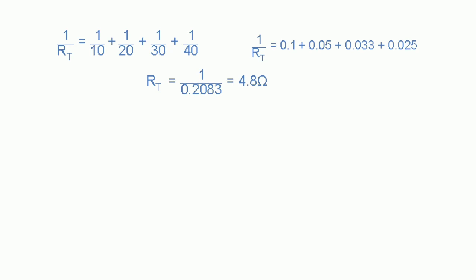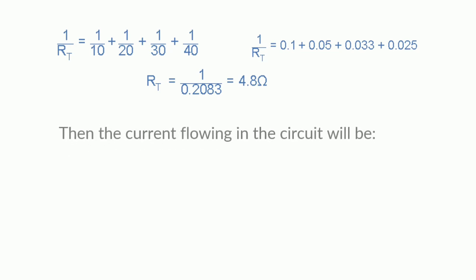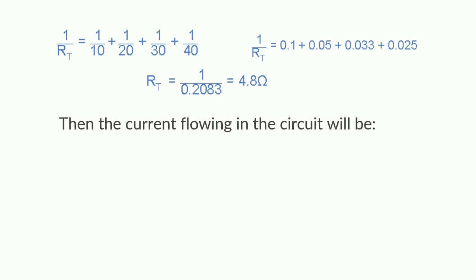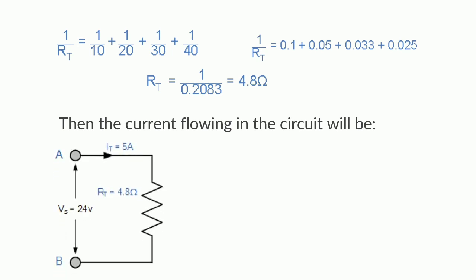Okay, so since nakuha na natin ang total resistance, pwede na natin gamitin ang Ohm's law. So then the current flowing in the circuit will be, ayan. So this is the equivalent circuit doon sa unang circuit na drawing. So I sub T is equal to supply voltage divided by total resistance. So ang supply voltage natin is 24 volts. We divide it by the total resistance which is 4.8. So ang sagot niyan guys is 5 amperes.